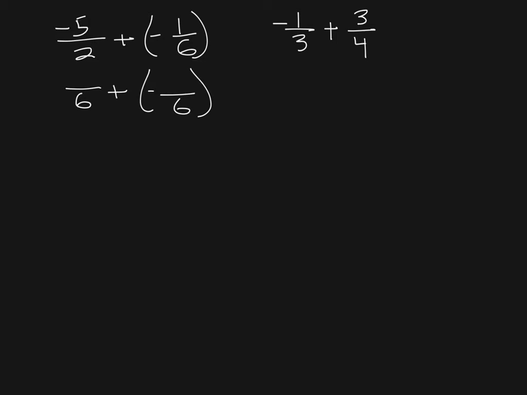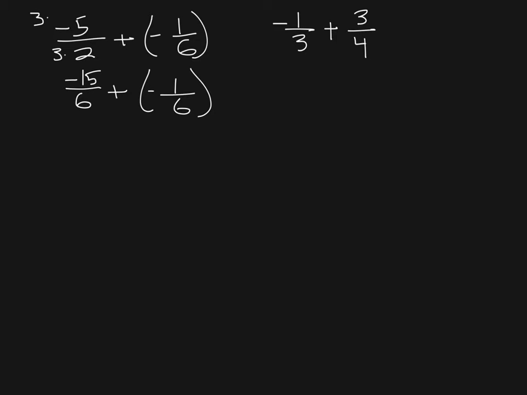Now my fraction on the right, I already have 1 over 6. This is going to stay the same, negative 1 over 6, because I don't need to change that one at all. Now my fraction over here on the left, I need to multiply 2 by 3. So I'm also going to need to multiply negative 5 by 3. 3 times 2 is 6. 3 times negative 5 is negative 15.